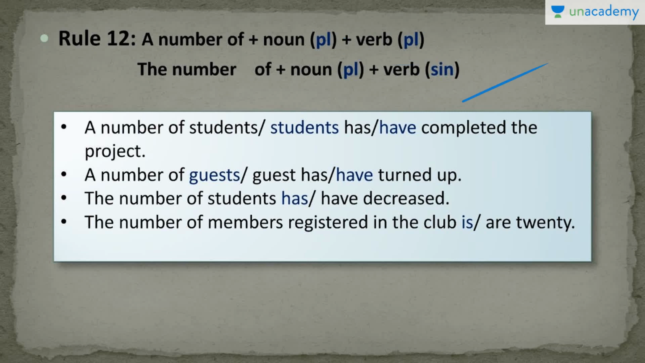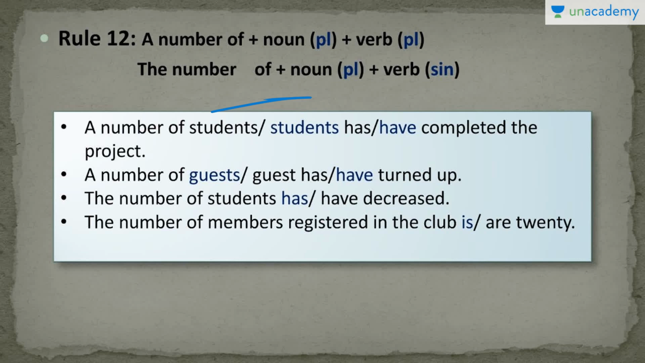Okay, but the second phrase, the number of: in this case, just break this phrase and consider the number and of as separate parts. Here again, like we studied in the case of one, none, either, neither, if of is used as a preposition, then the noun after it will be plural, but the verb after that will be singular. The same goes for this phrase as well.